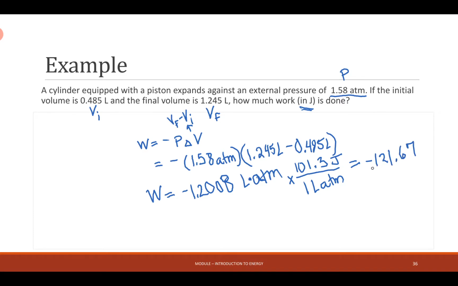And then I have to check my sig figs. This here is going to result in 3 after the decimal from the subtraction. And that's going to be 3 sig figs here. So 3 times 3 is going to be 3 sig figs. 1, 2, 3. And so I'm going to keep 3 sig figs in my final answer. And so the 6 will cause that to round up. Negative 122 joules.